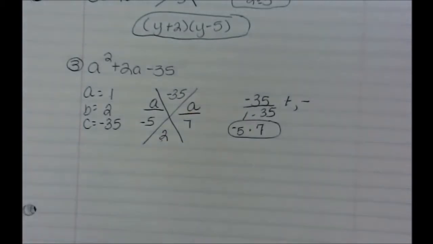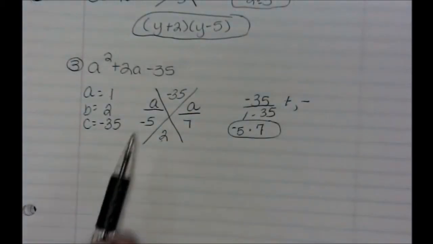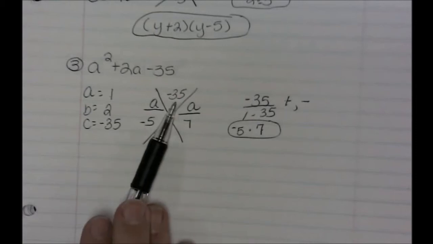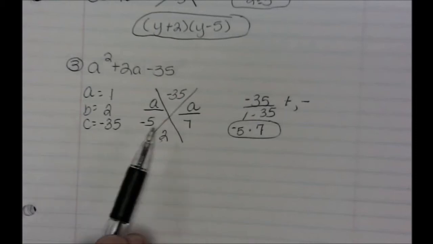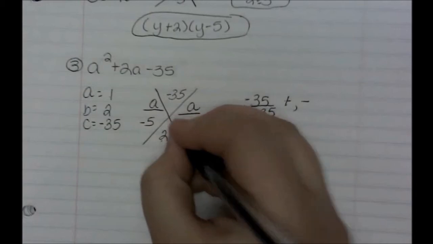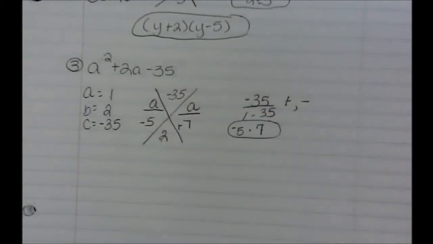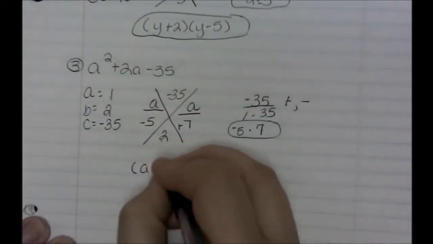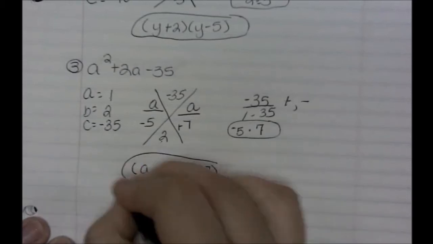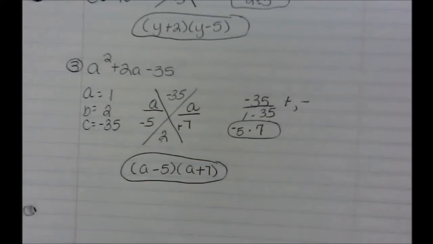So remember that checkpoint I talked about on number 1. Check and see if you're doing this right. Is -5 times 7 -35? Yes. Is -5 plus 7 +2? Yes. So you're doing everything great so far. That's an understood +7. So my answer is A minus 5 times A plus 7. And in case you're wondering, yes, the parentheses do matter, so make sure you do put your parentheses in there.